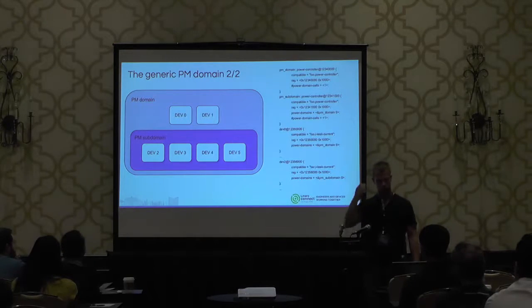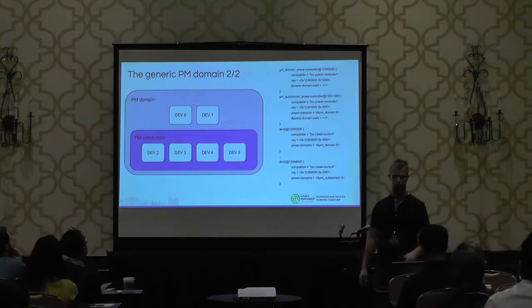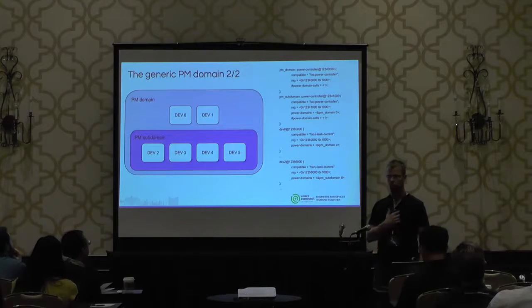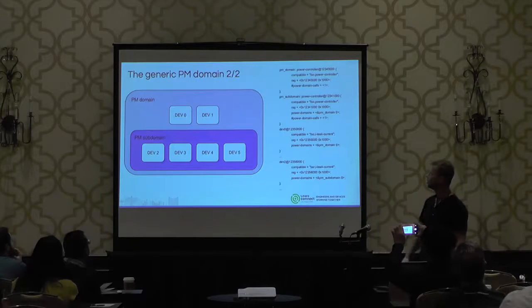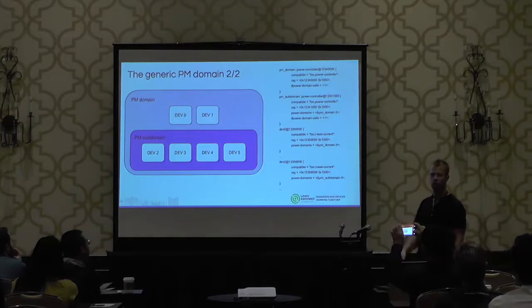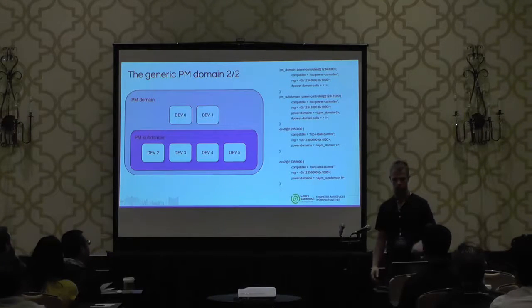This is just an overview of how it could look. You have a big PM domain, and it has a subdomain with a bunch of devices here and there. All this stuff is possible to describe in DT. You probably can't read the DT description here, but that's not the point. You can keep it as a reference. The slides will be available.